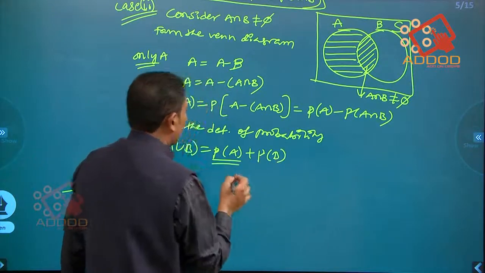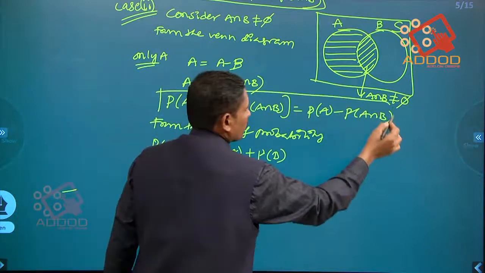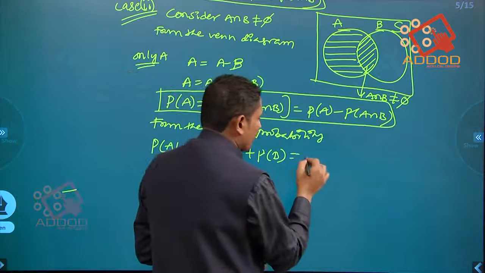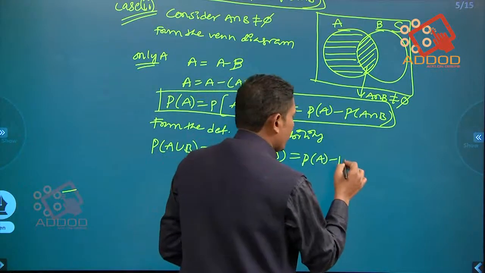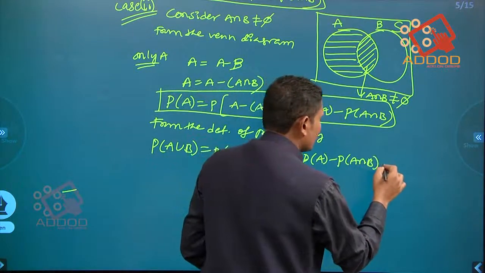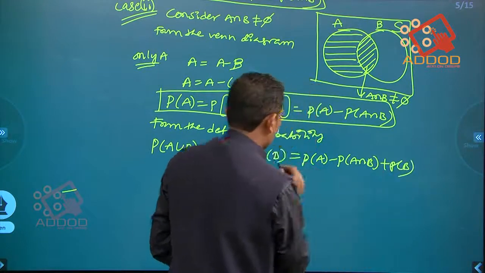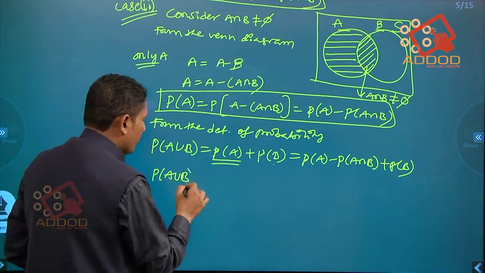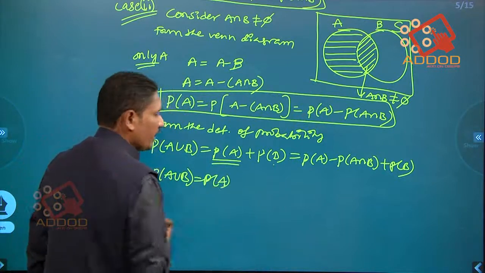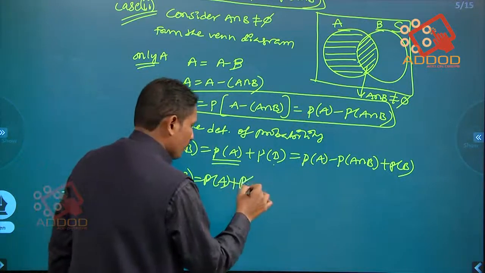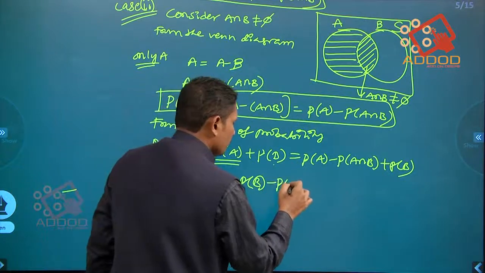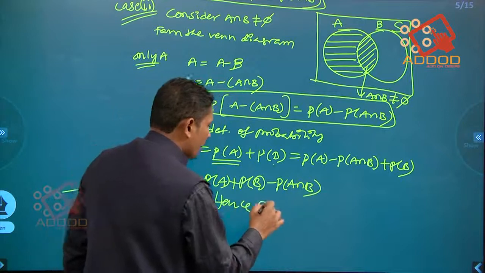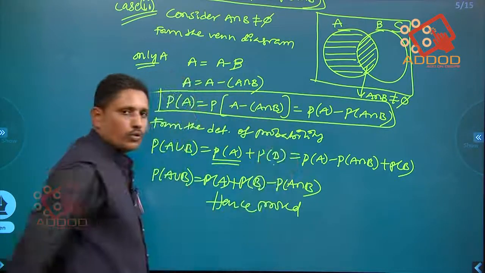Now see here, the P of A value we can replace as P of A minus P of A intersection B. Similarly, the other value is directly P of B. So we can write it the other way: P of A union B is equal to P of A plus P of B minus P of A intersection B. That is, we have proved the addition theorem for two events.